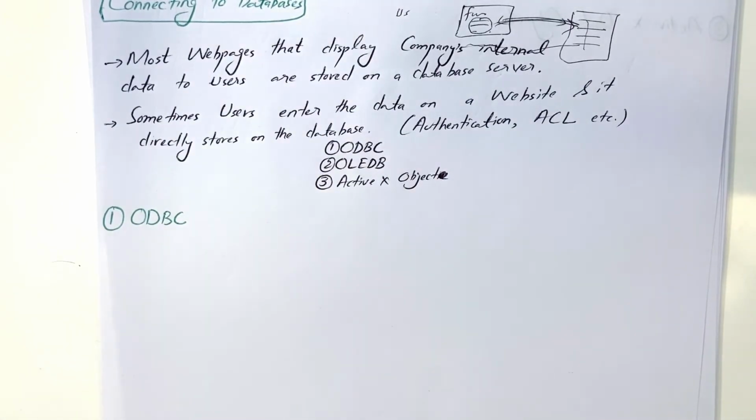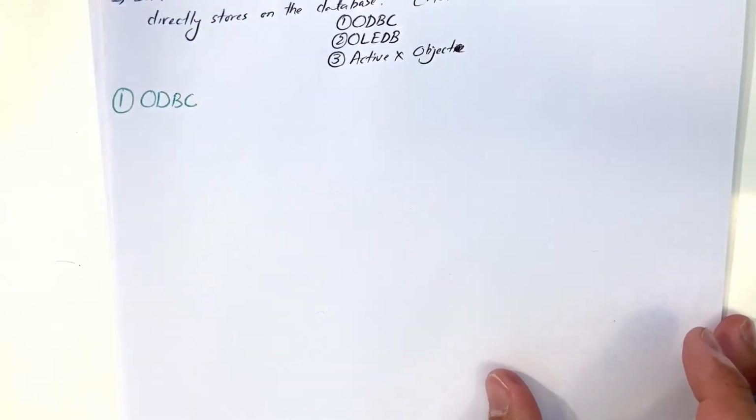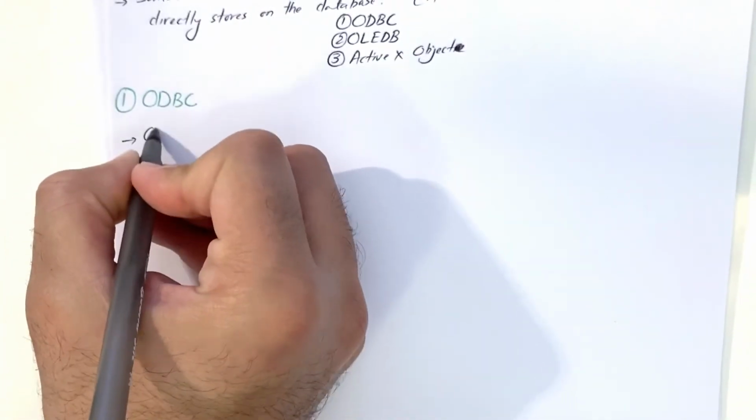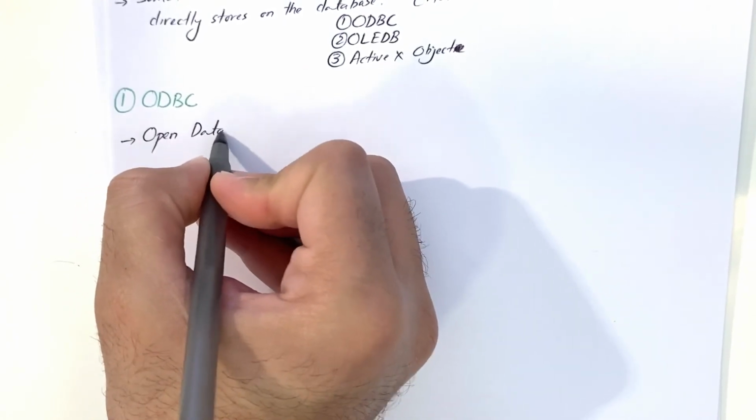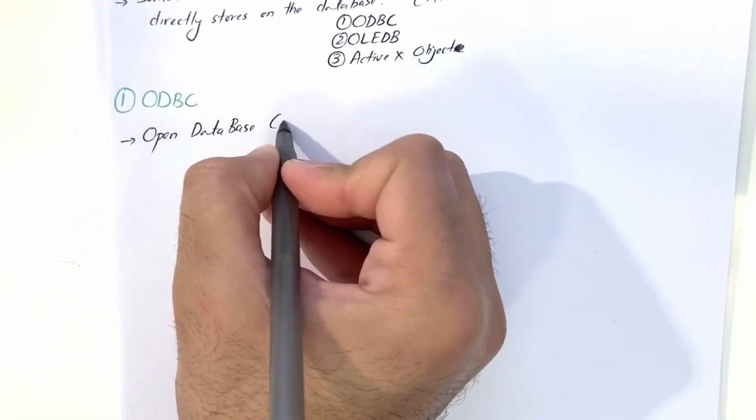host a Microsoft Word file, Excel sheet on a web server, stuff like that. So kind of collaborative web sheets and all. The first one is ODBC. ODBC stands for Open Database Connectivity.